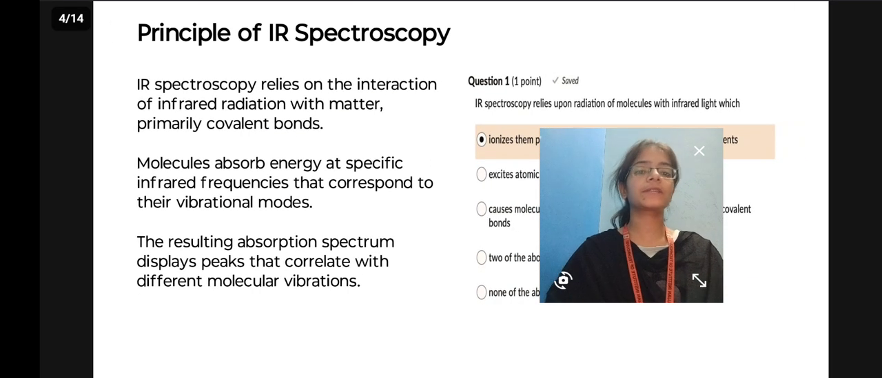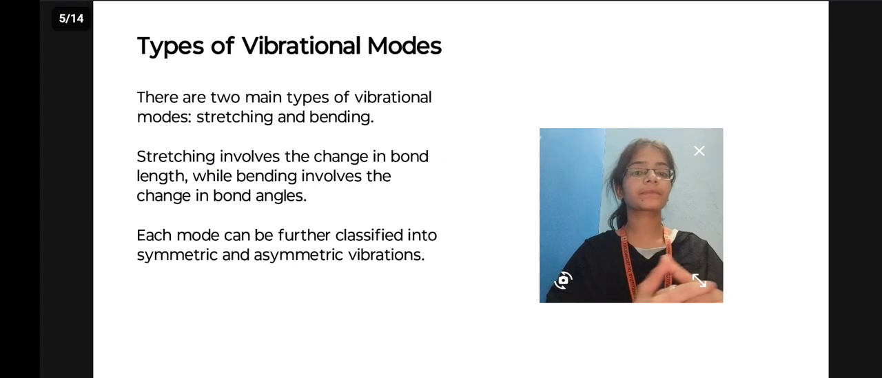Principle of IR spectroscopy. IR spectroscopy relies on the interaction of infrared radiation with matter, primarily covalent bonds. Molecules absorb energy at specific infrared frequencies that correspond to their vibrational modes. The resulting absorption spectrum displays peaks that correlate with different molecular vibrations.